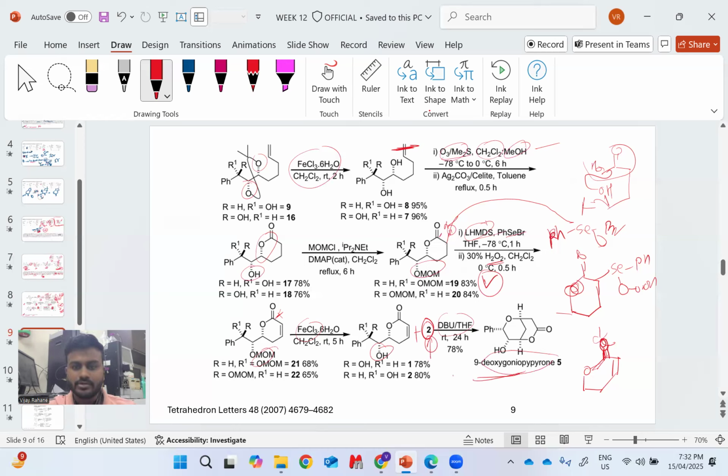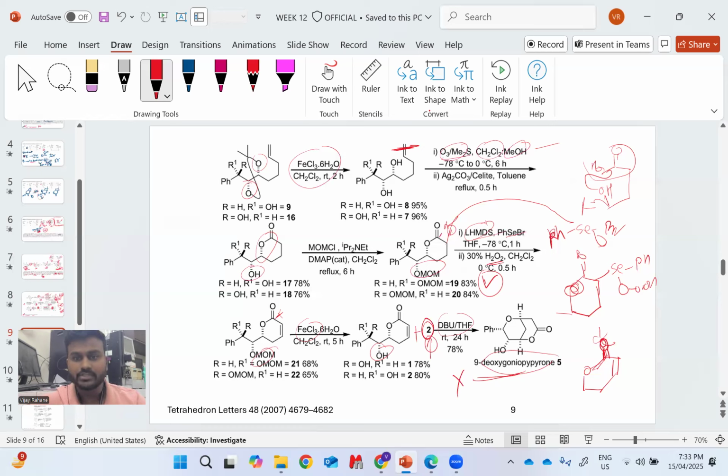Anyway, no need to discuss this one, but up to here you can see how beautifully the structural modification has been performed, and it involved multiple reactions and various protection, deprotection reactions, addition reactions, nucleophilic reactions, particularly the ozonolysis reaction.